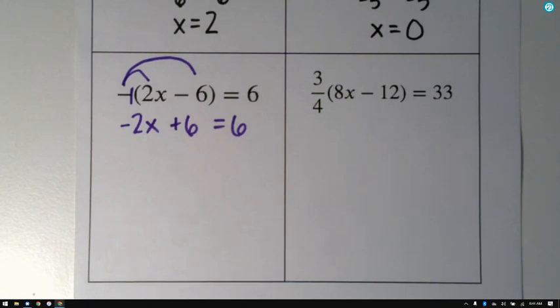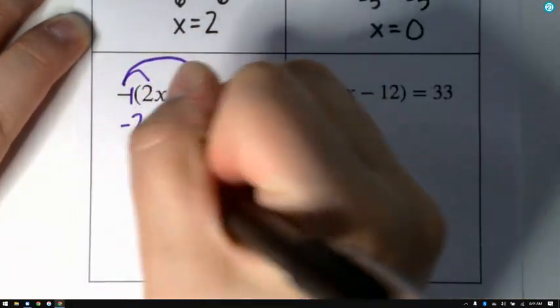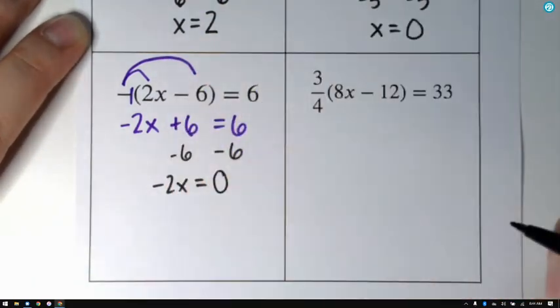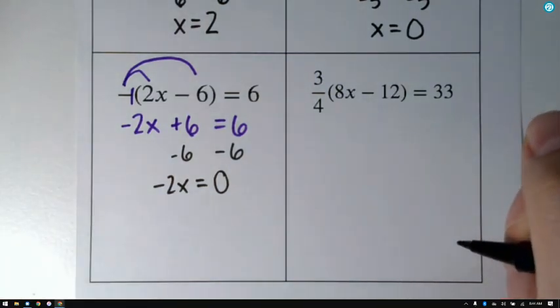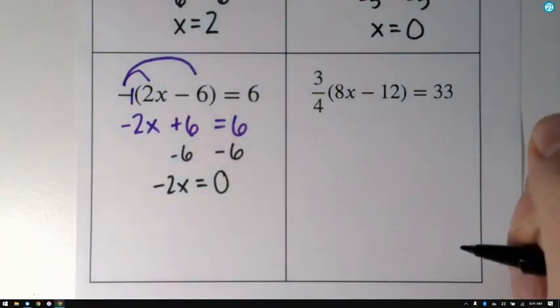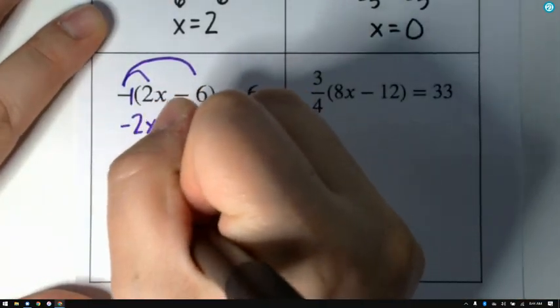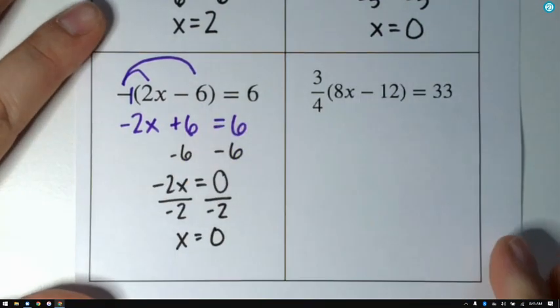So once again, we'll subtract 6 from both sides. We'll get negative 2x equals 6 minus 6, which is 0. Anything times 0 is 0. So negative 2 times x, x has to be 0. We'll divide both sides by negative 2. We'll get x equals 0 once again.